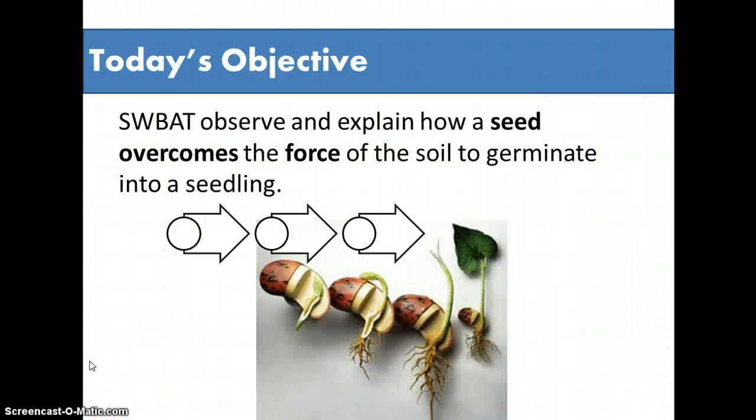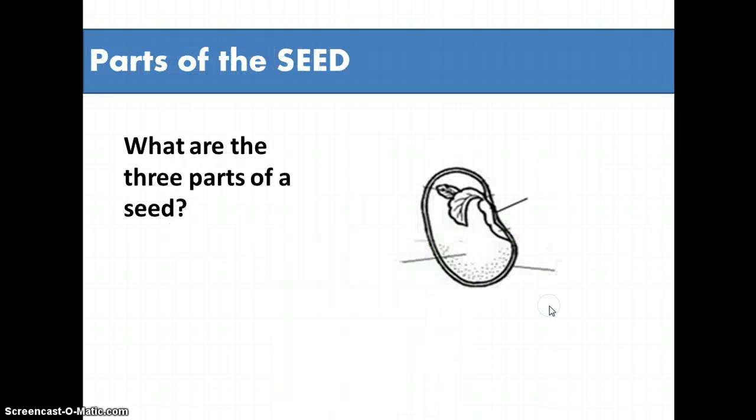Okay, so here's today's objective. Today you should have been able to observe and explain how a seed can overcome the force of the soil in order to germinate into a seedling. And so here we have a bean seed showing that process of germination.